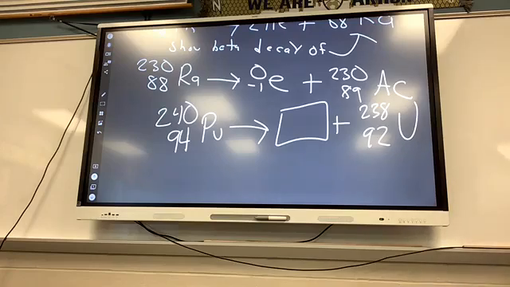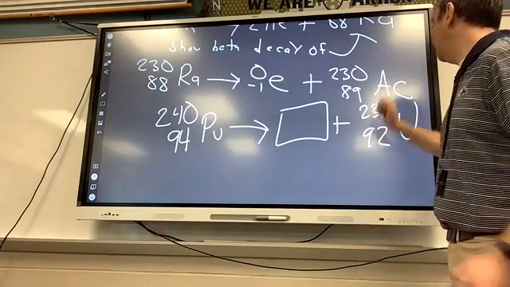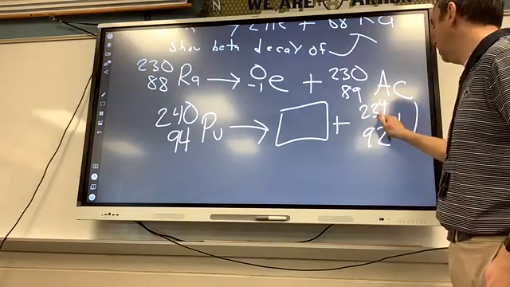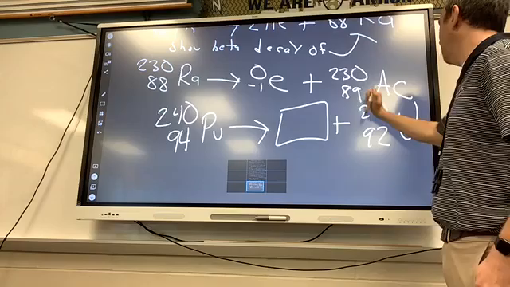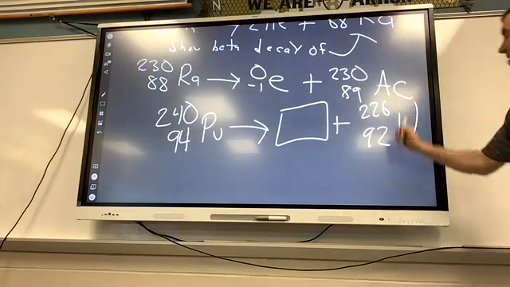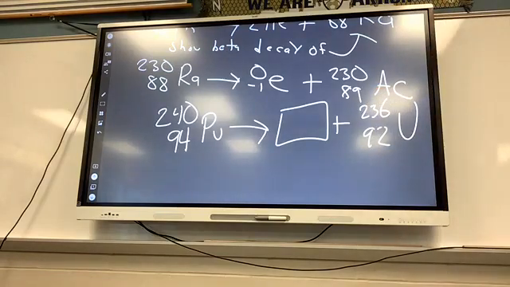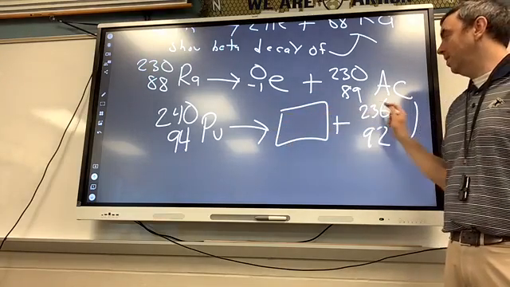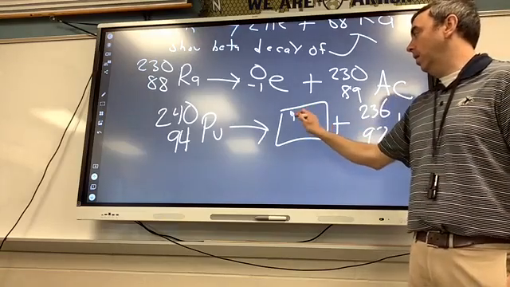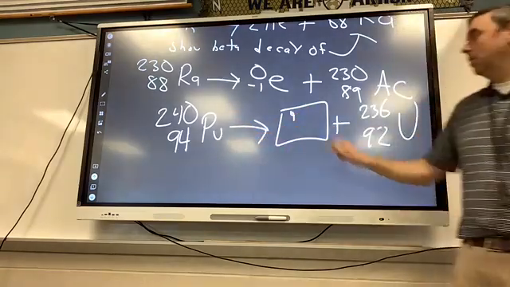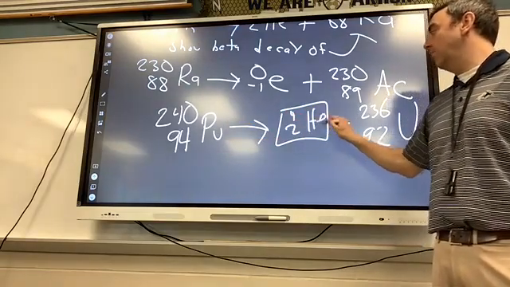Could you identify? Oh, wow, that's still wrong. Guys, my brain is not warmed up. That's not 236, there we go. That gives you 236, 92 uranium. Could you identify the type of decay that happened here? Alpha, right? Because 240 minus what gives me 236? 4. 94 minus what gives me 92? 2, which is an alpha particle, 4, 2, He.